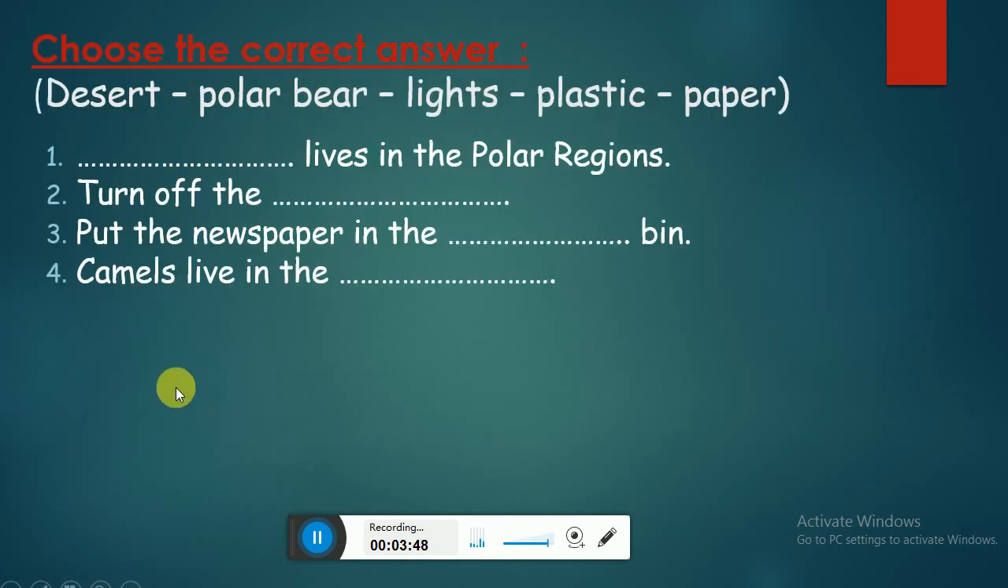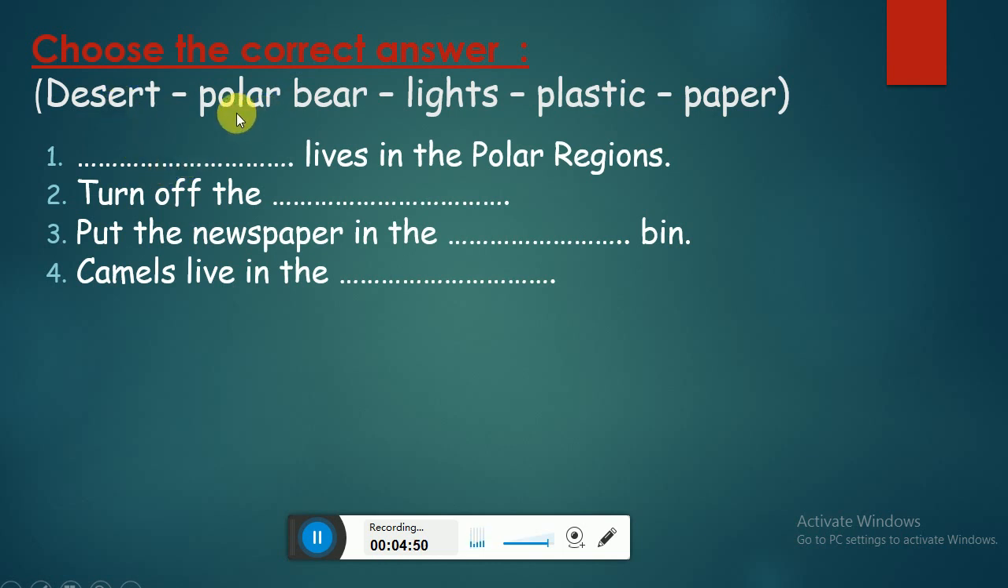Choose the correct answer. We have desert, polar bear, lights, plastic, paper. We have 4 sentences with 4 words. Desert. So you know the meaning of desert. A large place, empty with no trees. Okay, so there are specific animals that only can live in the desert. Yeah, very good. So which one? Yeah, we have to look here. Camels live in the desert. Very good. So desert will be the answer for number 4.